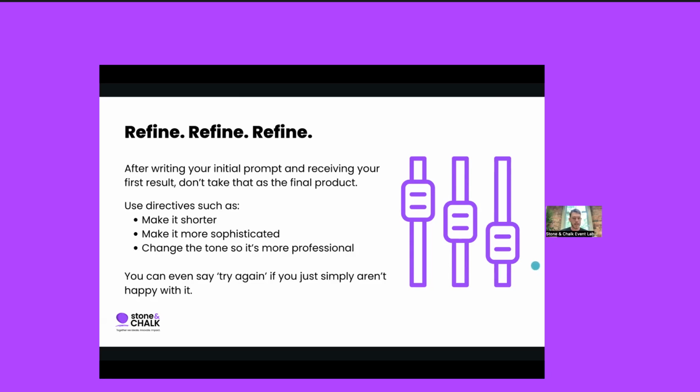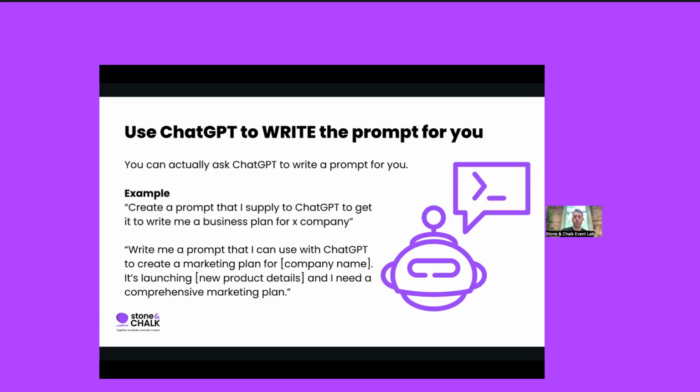And the last thing here is use ChatGPT to write the prompt for you. This was a really fun trick that was picked up by some users fairly early on after the launch of ChatGPT. You can actually ask ChatGPT to write a prompt for you. For example, you can ask it for a simple prompt, which will do the trick, or a more in-depth or complex prompt.